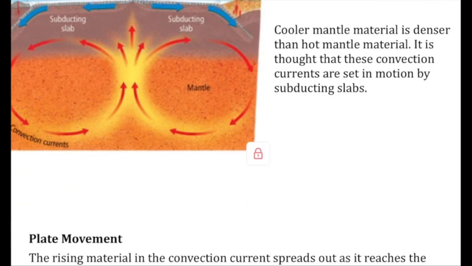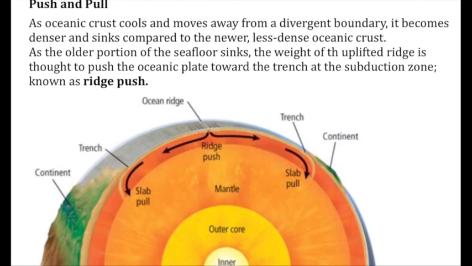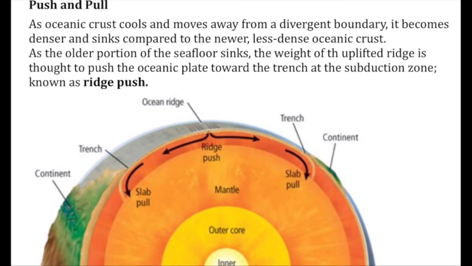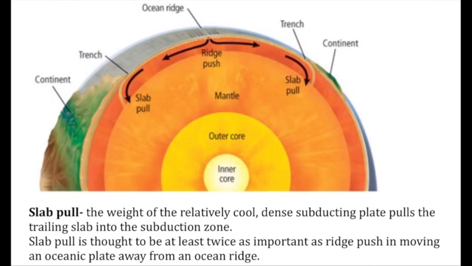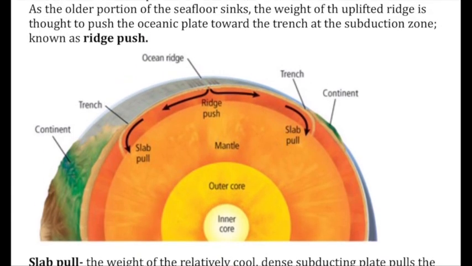These two terms are called essentially push and pull. The push is that ocean ridge, and it's called ridge push. That ocean ridge is lighter, new material, less dense, and so it rises up. As it's rising up, the other part is sinking. It's more dense, and it sinks. And then the weight of that pushes it towards the trench, or towards the continent.